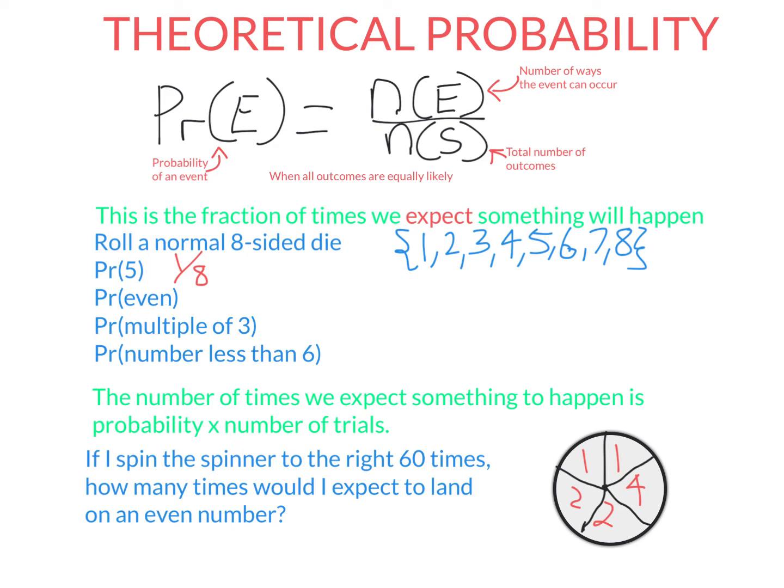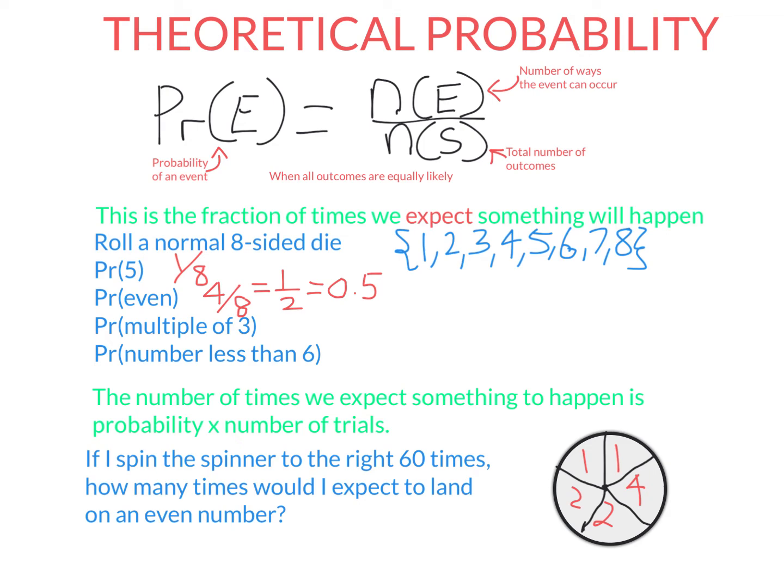So the probability of rolling an even number, I have to say how many ways can that occur? Well, to get an even number, I could get a 2, a 4, a 6, or an 8. There are 4 ways it can occur out of 8 outcomes in total. Now, it doesn't matter whether you write probabilities as a fraction or a decimal, but if you write it as a fraction, it should be simplified. 4 over 8 simplifies to a half, and yes, you can write it as a decimal, 0.5.